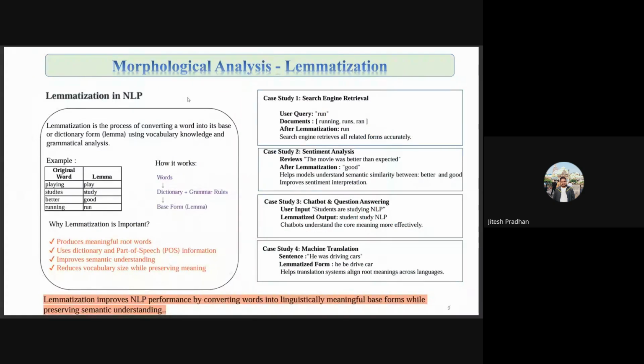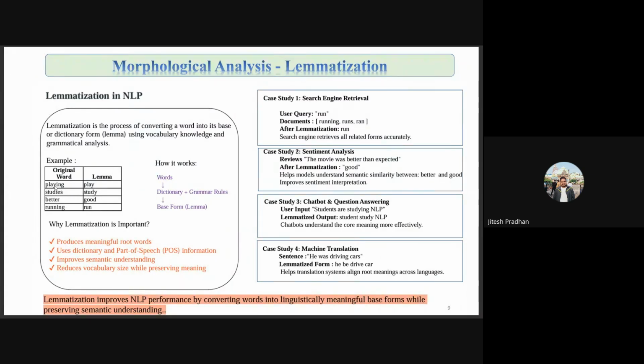Okay, now next is lemmatization. So what is lemmatization basically? Lemmatization is generated from the word lemma. Lemma is a Greek word. It is basically the dictionary form. So lemmatization is the process of converting a word into its base or dictionary form, called the lemma, using vocabulary knowledge and grammatical analysis. For example, the original word is playing, the lemma is play. Studies, the lemma is study.